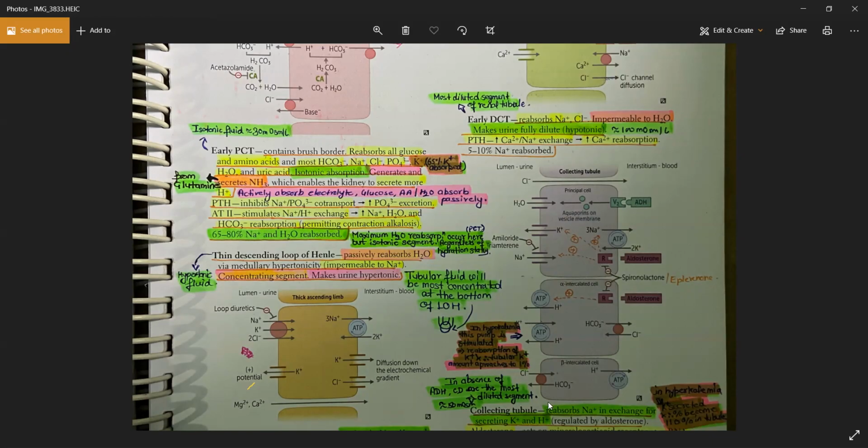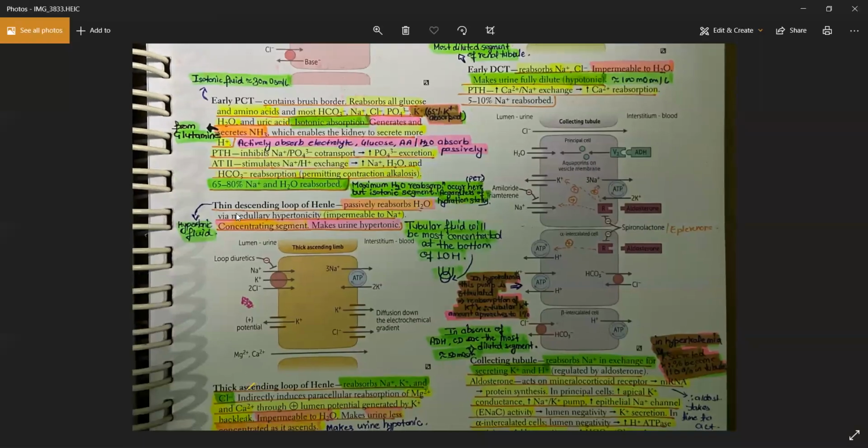Only 20% of the water gets reabsorbed in the remaining portion of the nephrons. Almost 80% of the water gets reabsorbed in the PCT. So it's always maximum. It doesn't matter whatever the concentration of water is, whatever the concentration of all these solutes is, all these substances will be maximally reabsorbed in the PCT only.